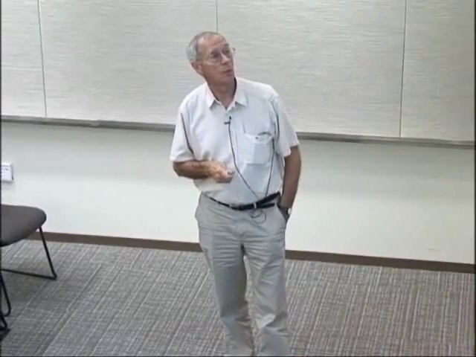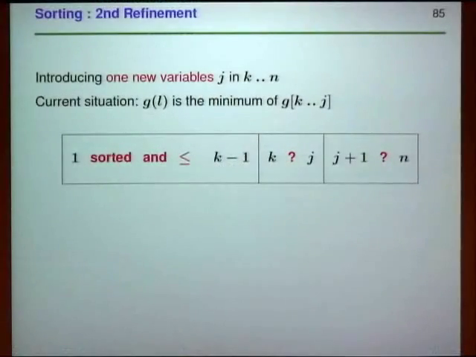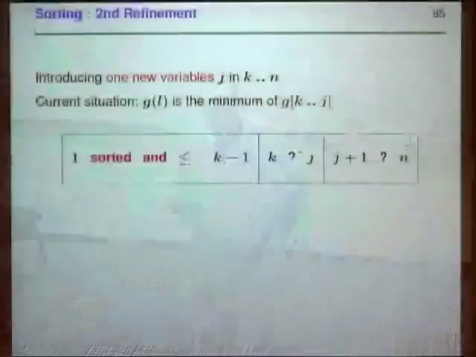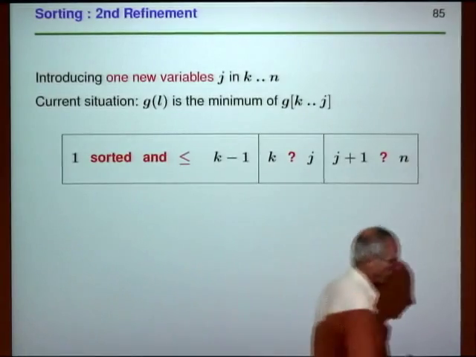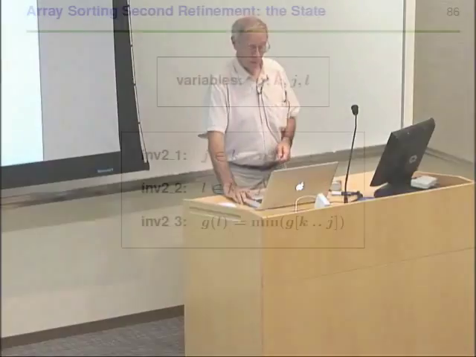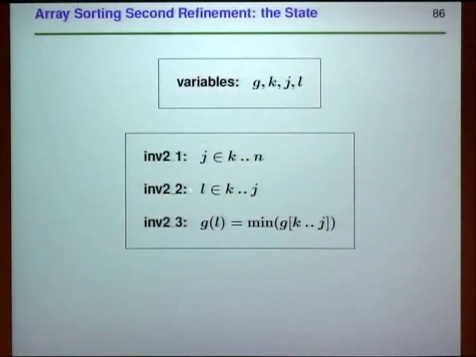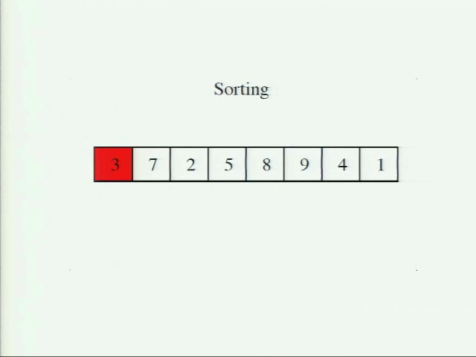So the current situation is that g of l is the minimum of g from k to j. And then we are going to have j progressing at each step. So this is now the new invariant with the definition of j and l, and the invariant concerning g of l. And now we have the sorting. Let me show you that.